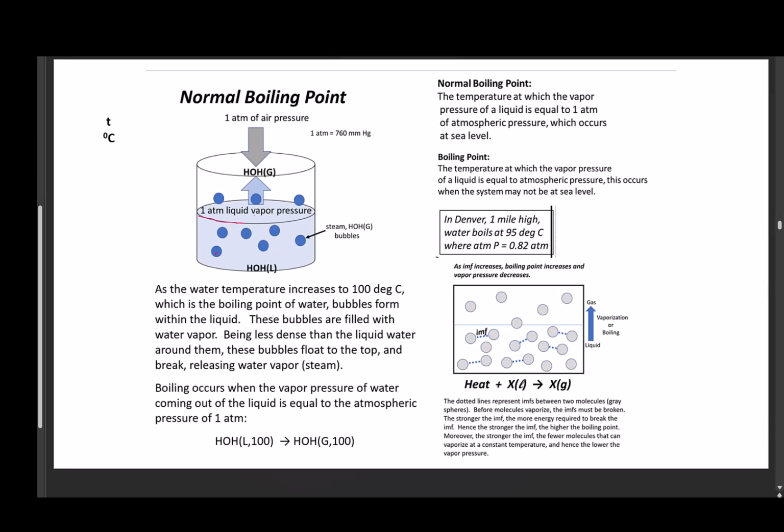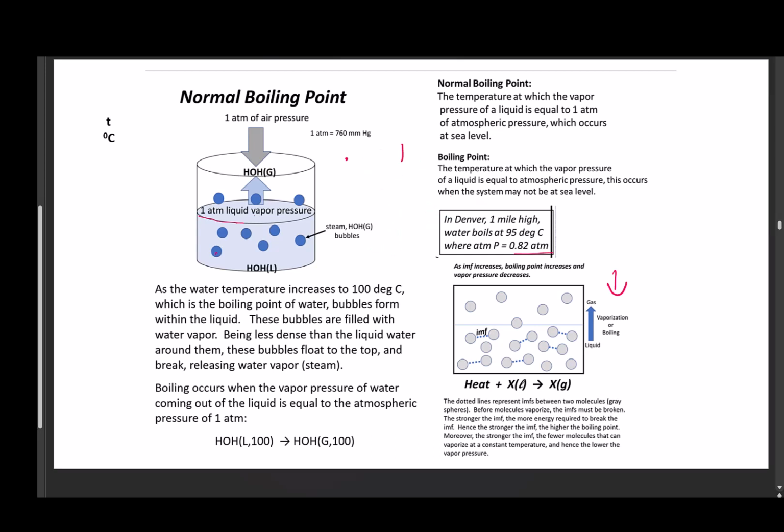Water boils at 95 degrees Celsius because when you go up in altitude, there are fewer air molecules, it becomes less dense, and the pressure is less. So because the atmospheric pressure a mile up is 0.82, this would be like 0.82 atmospheres exerting down on the liquid. You only need 0.82 atmospheres of vapor coming out to have boiling occur, and that occurs at 95 degrees Celsius. So boiling point changes with atmospheric pressure.